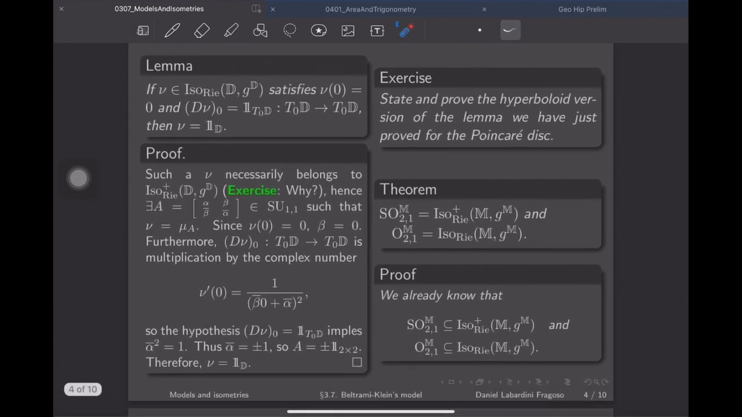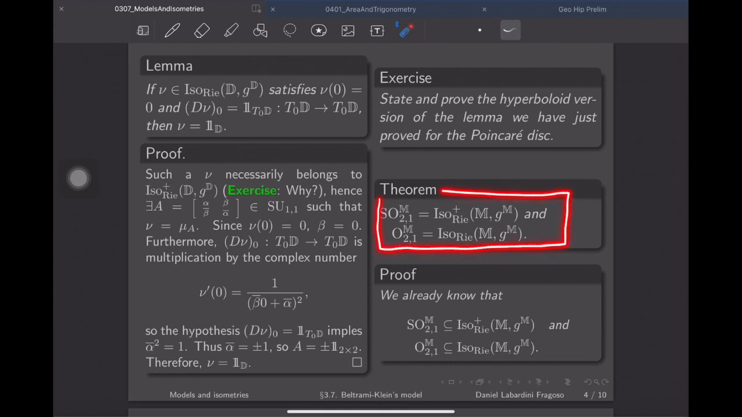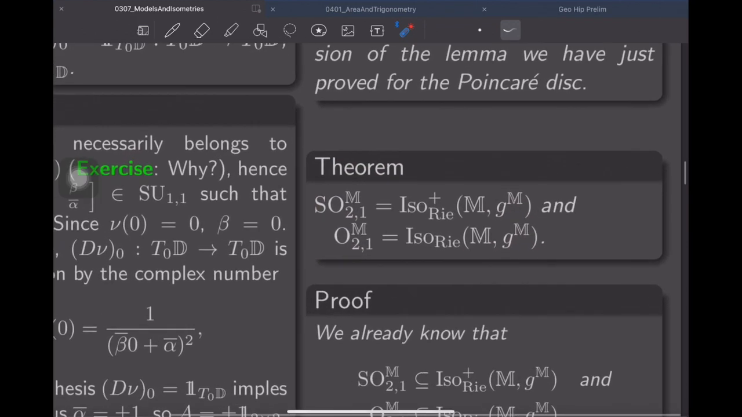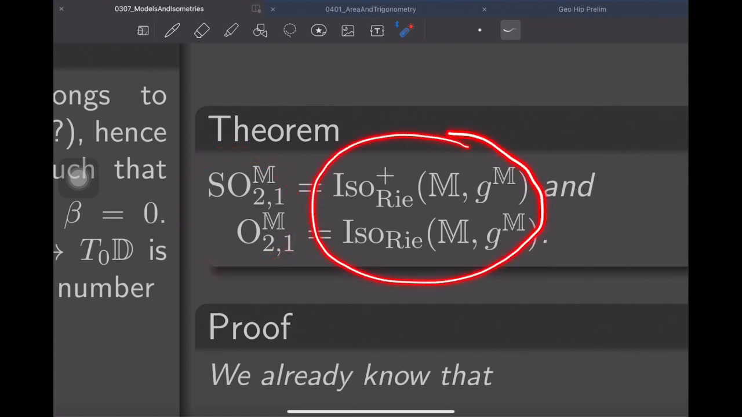Okay, and now state and prove the corresponding lemma, but in the hyperboloid. Right? Let's say where the special point is now 0, 0, 1, the north pole. Okay, now the point of doing this is that now we can finally prove something that we left incomplete, which was showing that the groups that we encountered are actually already the whole groups of orientation preserving Riemannian isometries and the whole Riemannian isometry group.